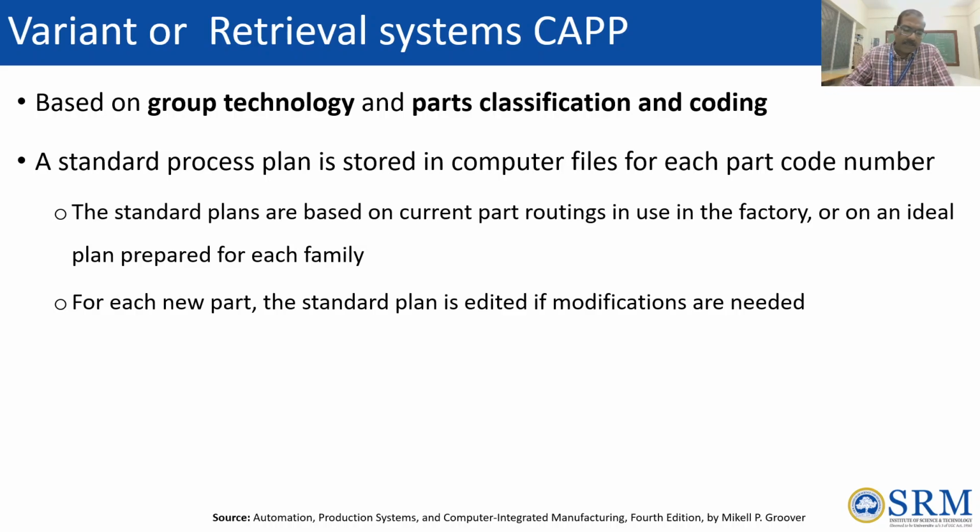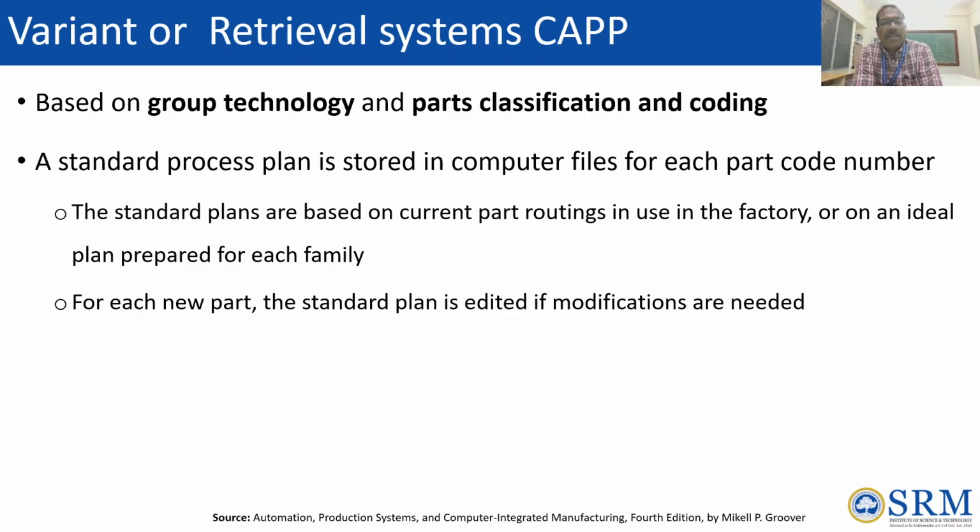This computer-aided process planning, that is the variant type, is basically with the help of group technology and part coding and the classification system. So basically, it uses group technology and part classification and coding system only for this one. A standard process plan is stored in computer files. Actually, in variant or retrieval, from the word we can understand that retrieval means retrieving something from the existing system. So standard process plan will be stored in our computer file based on our past experience.